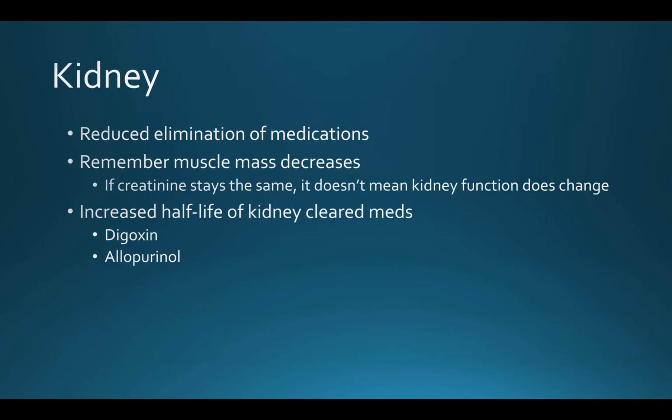Kidney, oftentimes as we age, that kidney function declines. So reduced elimination of medications. That muscle mass component I did kind of talk about on the last slide there. There are numerous examples of drugs that are cleared primarily by the kidney. Digoxin, allopurinol, pregabalin, Lyrica, memantine, all sorts of medications that are cleared by the kidney.